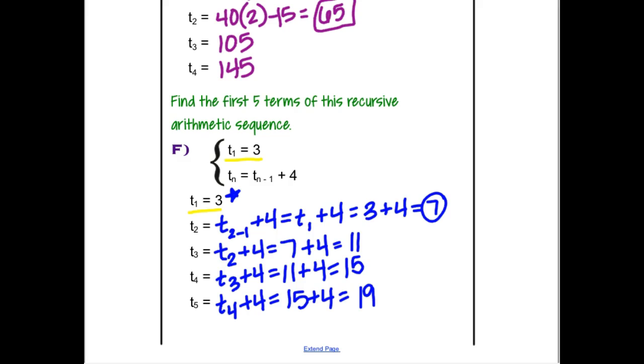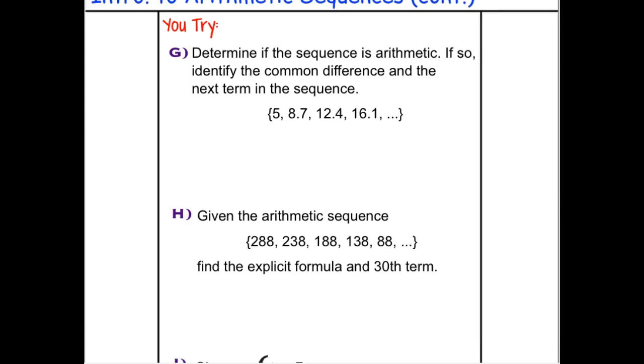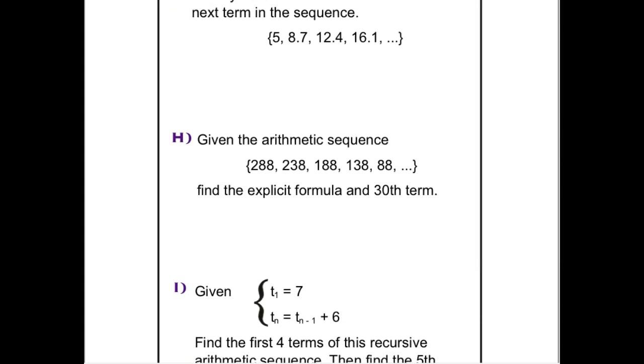So now that you've seen this, we got some U-try problems for you. The first one, I want you to tell me, is this sequence arithmetic? If it is, tell me what the common difference is and the next term. If it is not arithmetic, tell me what makes it not arithmetic. Then, I've given you an arithmetic sequence of 288, 238, 188, 138, 88, and I want you to find the explicit formula and the 30th term.